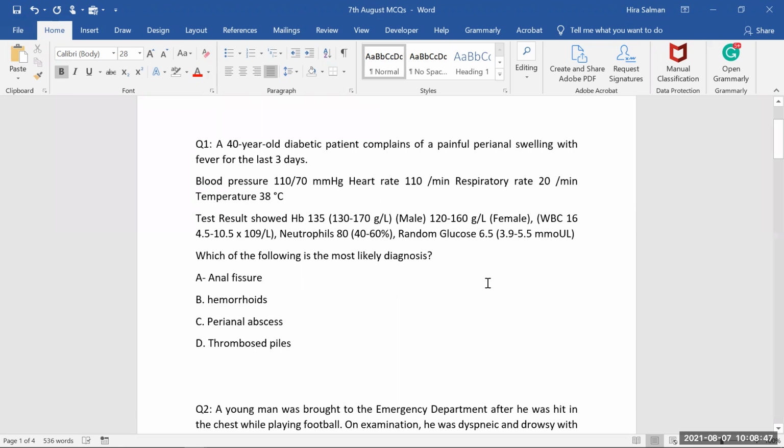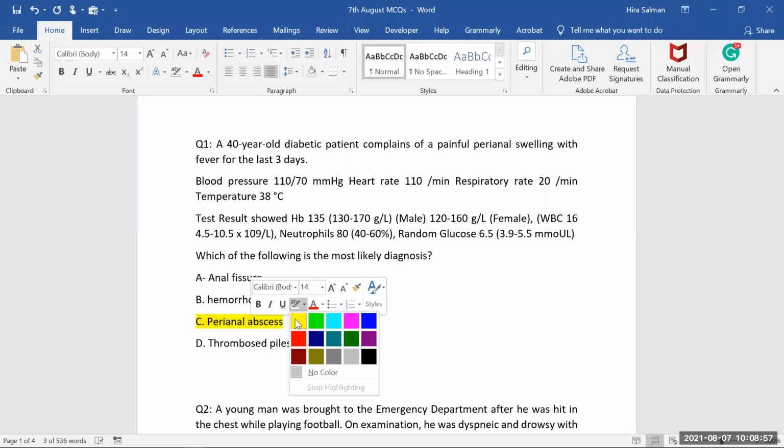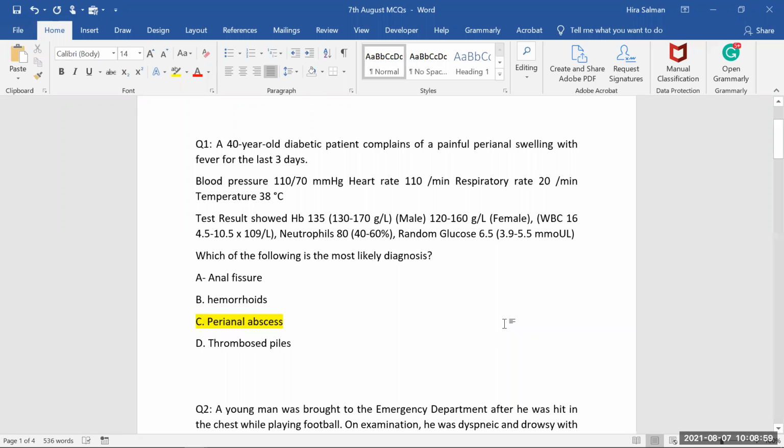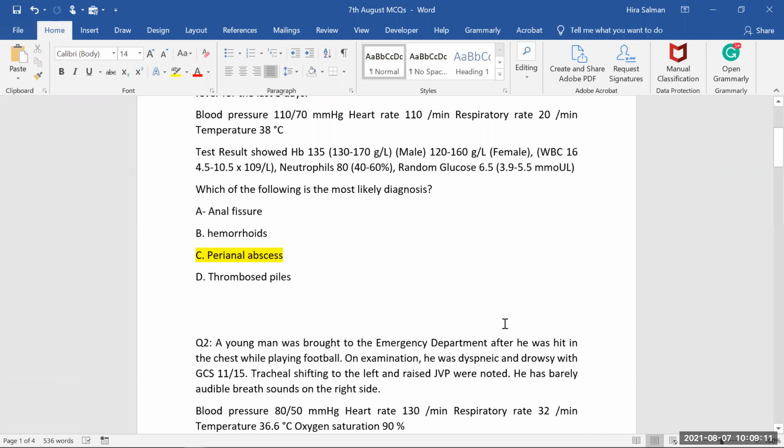So which of the following is the most likely diagnosis? Of course, based on the area, that is a perianal swelling, and he is having fever. So this is a clear-cut case of perianal abscess, because based on the position and the finding that this patient is having fever and perianal pain, when you do the examination, you will appreciate a subcutaneous mass just beneath the skin around the perianal area. That is a perianal abscess.